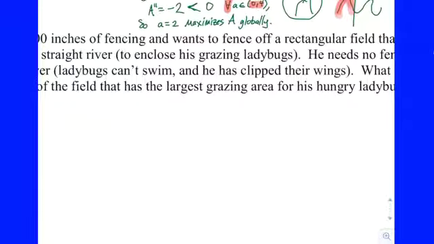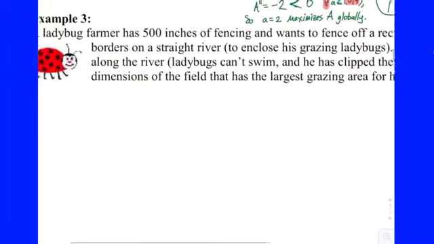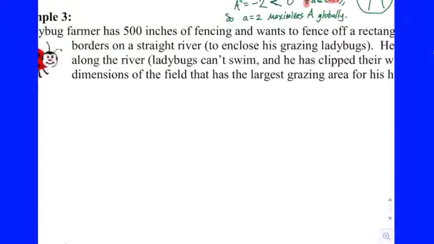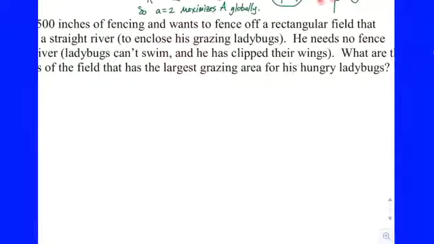Okay? So someone last year said, wouldn't this guy be a ladybug rancher technically? And I was like, shut up. He needs no fence along the river. Why? Ladybugs can't swim. I don't know if you knew that. Okay, that's like leaving a child in a car as a Class A misdemeanor. Might be new knowledge to you. Ladybugs can't swim. And I know you're saying, what about flying? He's clipped their wings. Ouch. That sounds cruel, but there's a proper way to do it. Okay, he's clipped their wings.